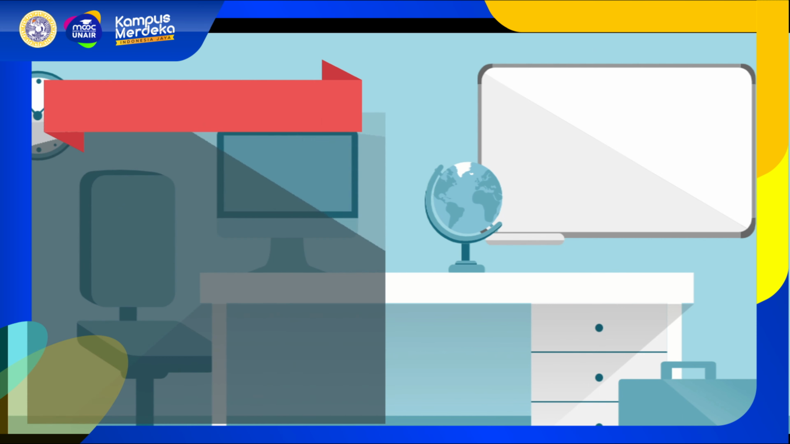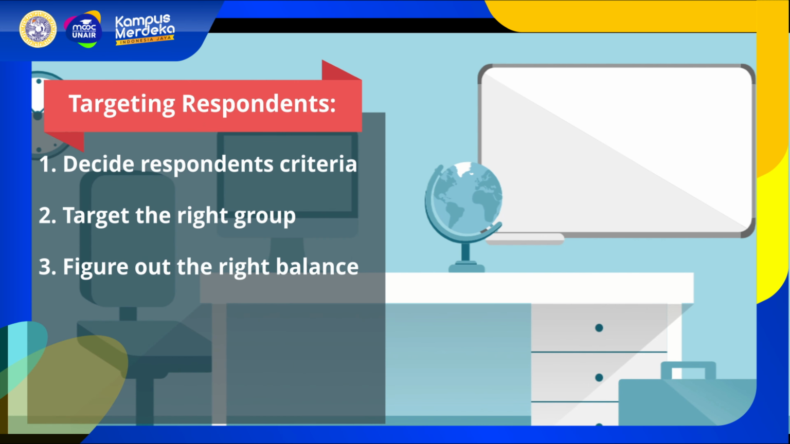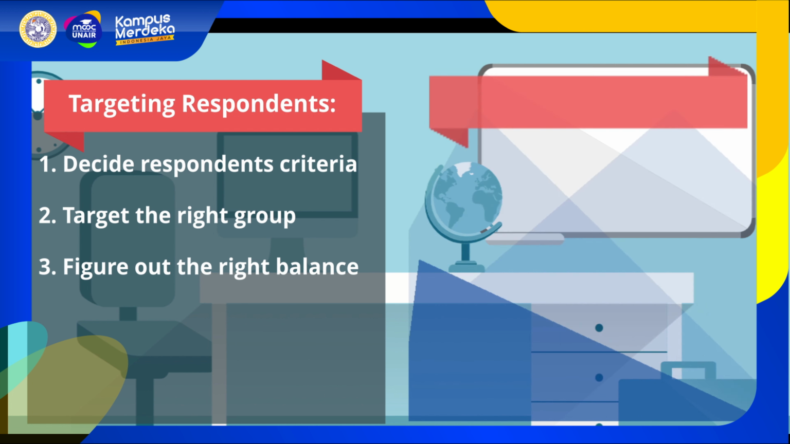For the next explanation, we will talk about targeting respondents. How to target the respondents. Number 1, decide the respondents' criteria. Number 2, target the right group. Number 3, figure out the right balance.